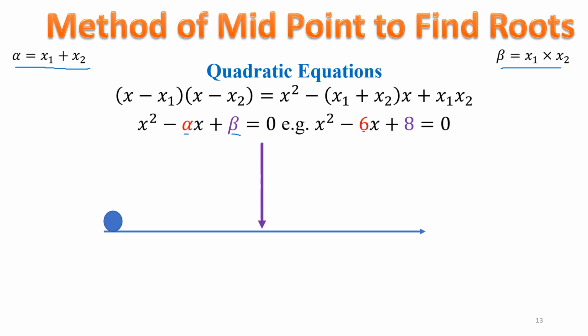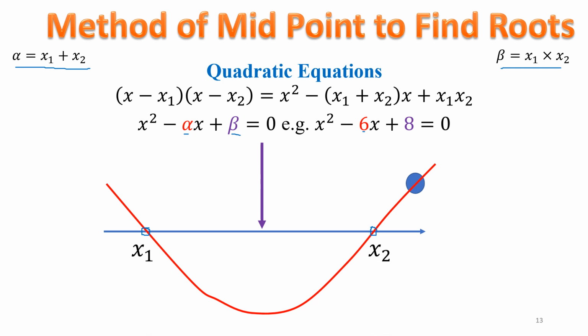Now let us consider a number line. On this number line, we have a quadratic function that runs like this and that possesses roots. The roots of the quadratic equation will be at these two points. Now we are interested in finding x1 and x2.